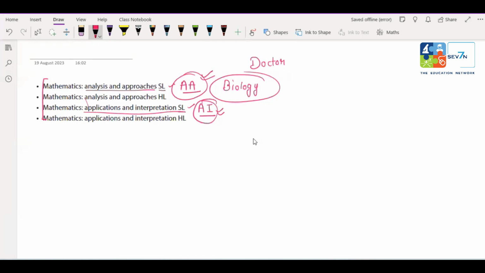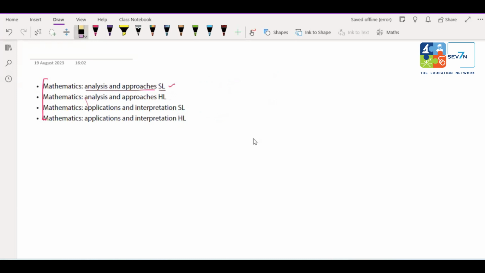And the second thing, if we talk about the syllabus, 50% of the syllabus is the same for all the levels. For AA, SL and HL, 70% of the syllabus is the same, and for AI, SL and HL, 70% of the syllabus is the same.